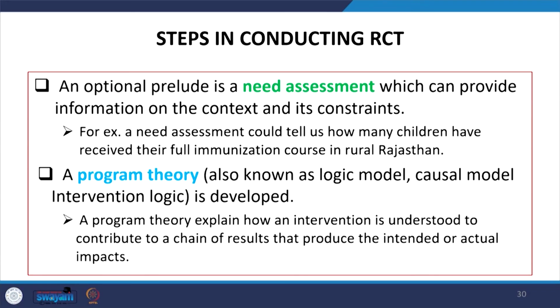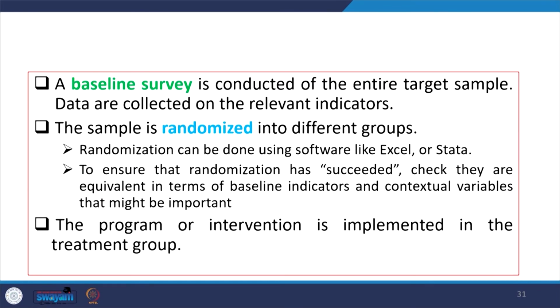A program theory, also known as a logic model, causal model or intervention logic, is developed. A program theory explains how an intervention is understood to contribute to a chain of results that produce the intended or actual impacts. A baseline survey is conducted of the entire target population or entire target sample. Data are collected on the relevant indicators.